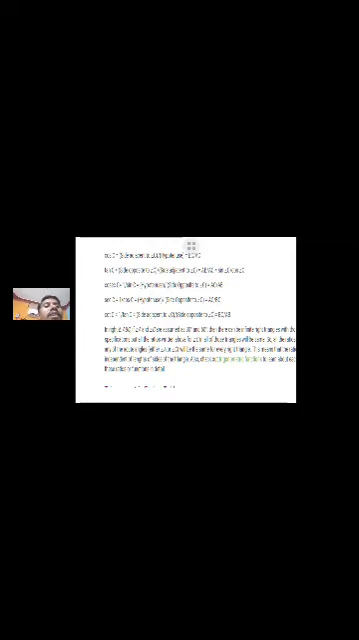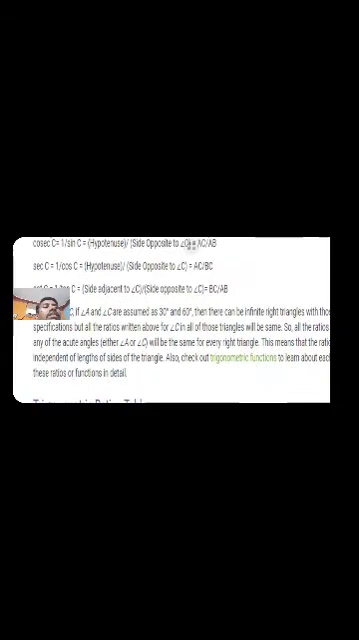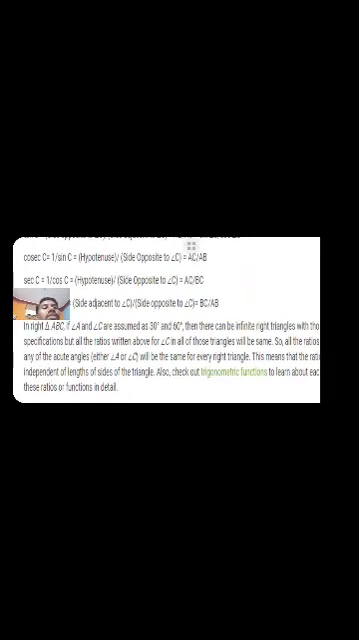In right angle triangle ABC, if angle A and angle C are assumed as 30 and 60 degrees, then there can be infinite right triangles with those specifications, but all the ratios written above for angle C in all of those triangles will be the same. So all the ratios of any of the acute angles will be the same for every right triangle. This means the ratio is independent of the lengths of the sides of the triangle.